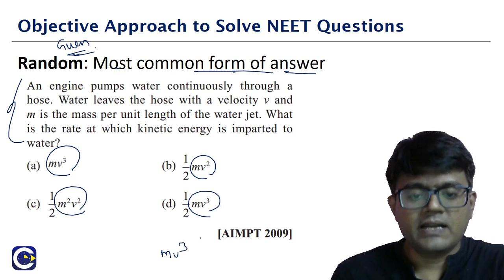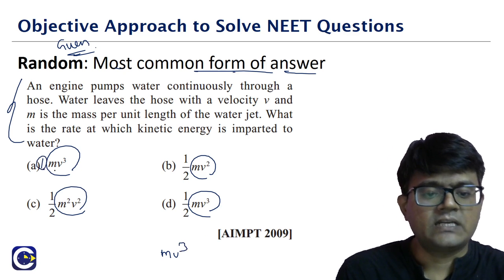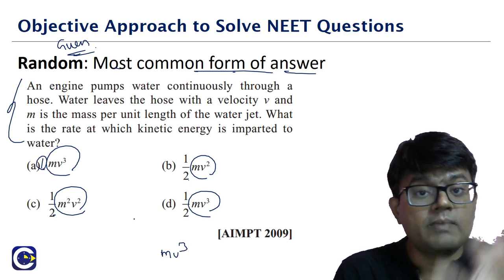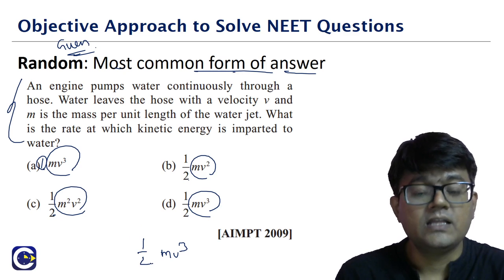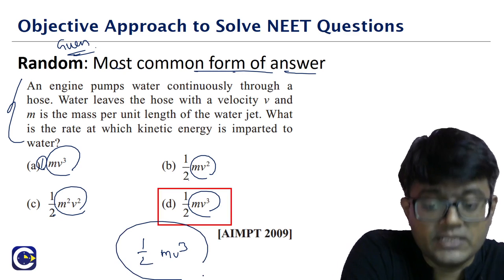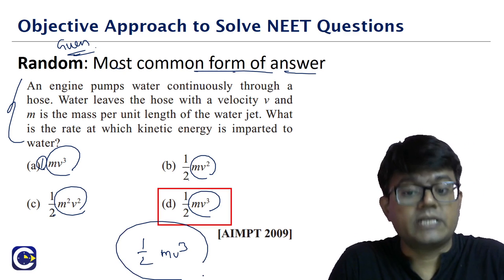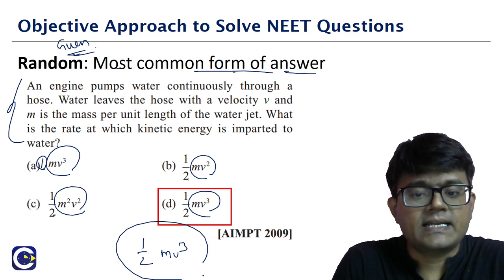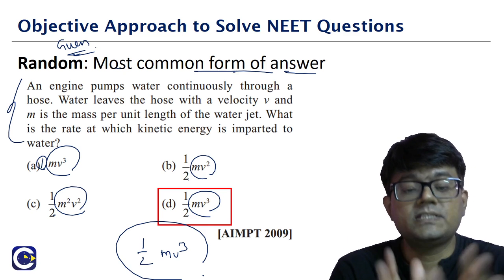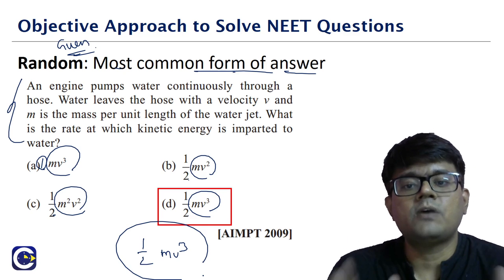Okay? Next, look at the factor. Here the factor is 1, here half, here half, here half. What is the most common factor? Half, right? So what will be the answer? Half into mv cube. Actually, this question is from AIPMT 2009. So what is the correct answer for this? But it's like doing guesswork. So this is what we call the most common form of answer.